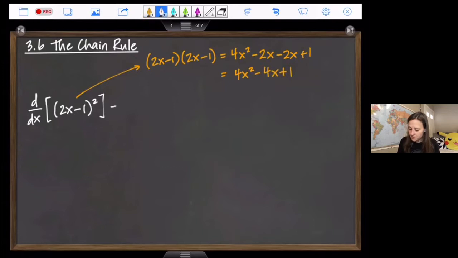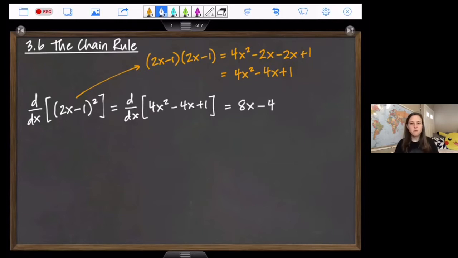And now that we've got it all multiplied out, this is a derivative that we can just do with the power rule. So this is the derivative of 4x squared minus 4x plus 1. So again, simple power rule, 4 times the derivative of x squared. 4 times 2x gives me 8x. And then the derivative of minus 4x is minus 4. The derivative of 1 is 0. So that's our derivative. And if you decided to treat 2x minus 1 squared as a product rule, 2x minus 1 times 2x minus 1, use the product rule, you would also eventually get 8x minus 4 after you simplified.